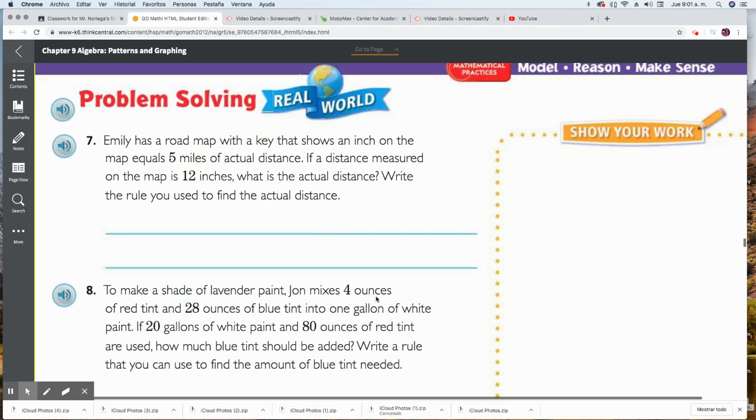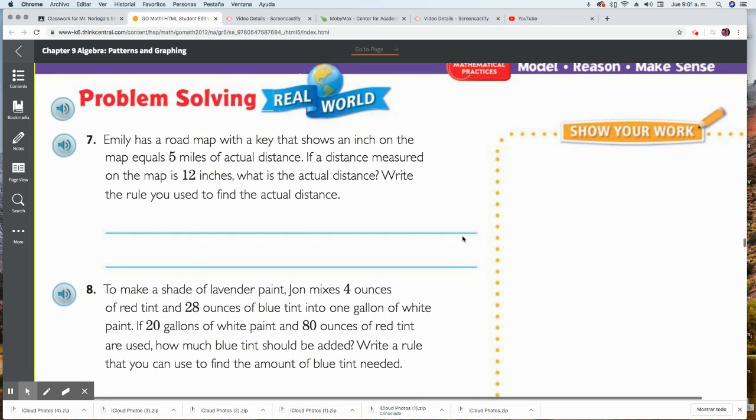Okay, last page of lesson 9.5 on page 390. Let's continue working with numerical patterns. Let's look at number 7.